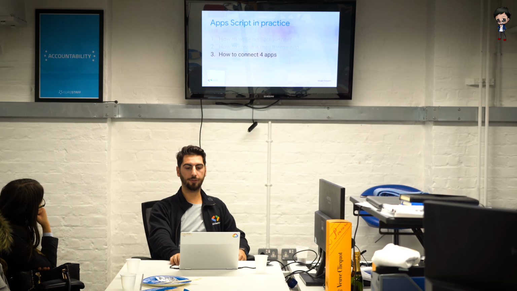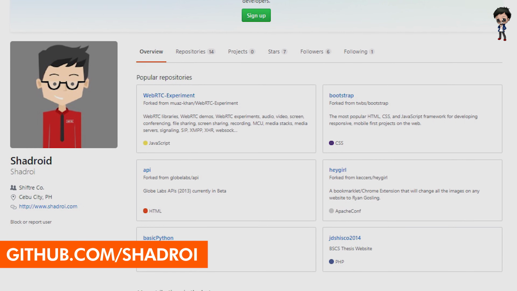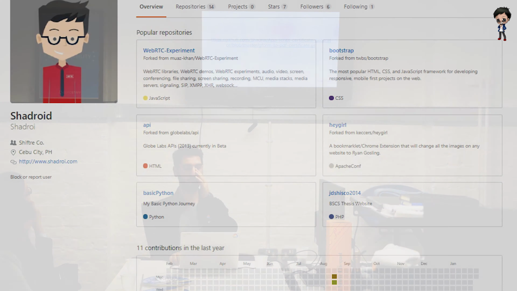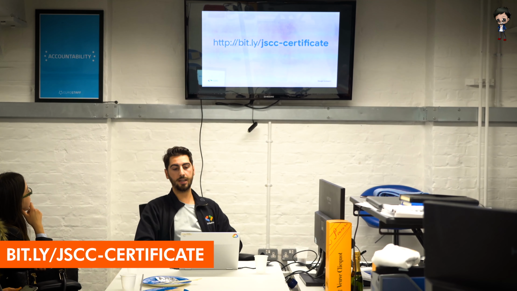The second sample is about connecting 4 apps. I didn't create this app. This was one of my colleagues, Roy. So here is the code. You can get it from his GitHub. And then if you get your phone, you go to this link.